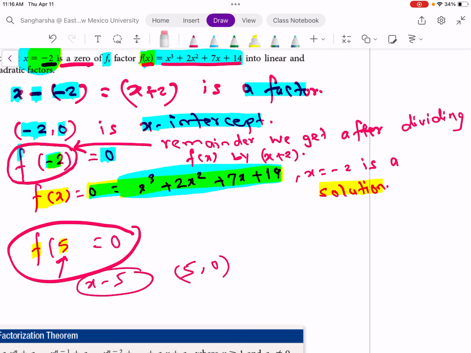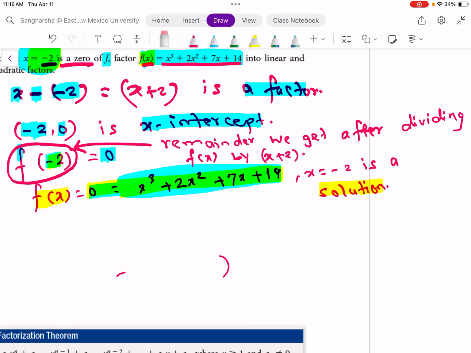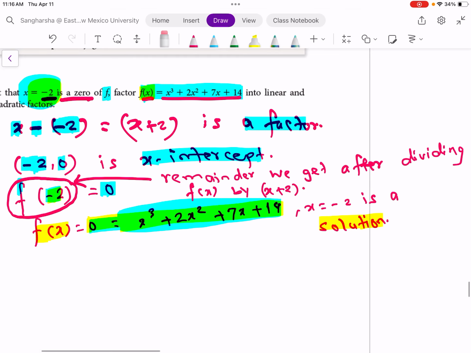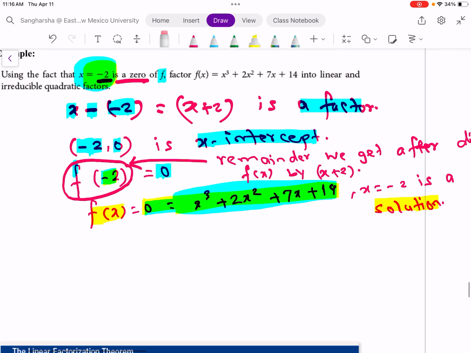Now our target here is factorizing this function, and we already know, since negative 2 is the real 0, that x plus 2 is one factor. Now how do we find the other factor? We can use synthetic division, or we can use long division.